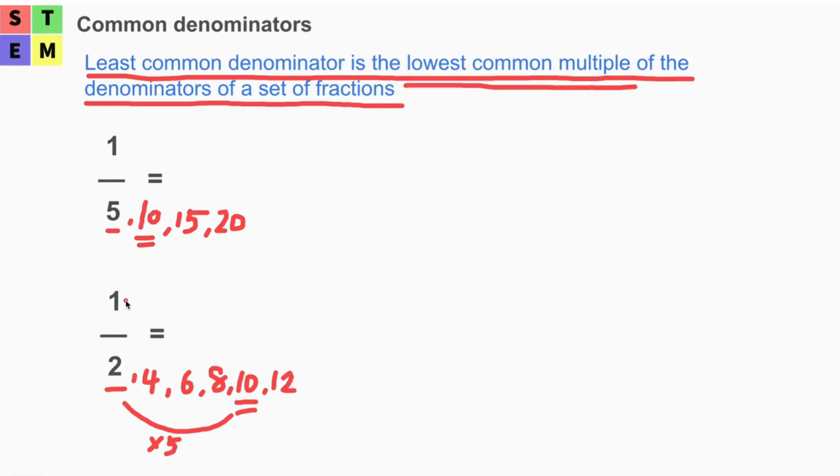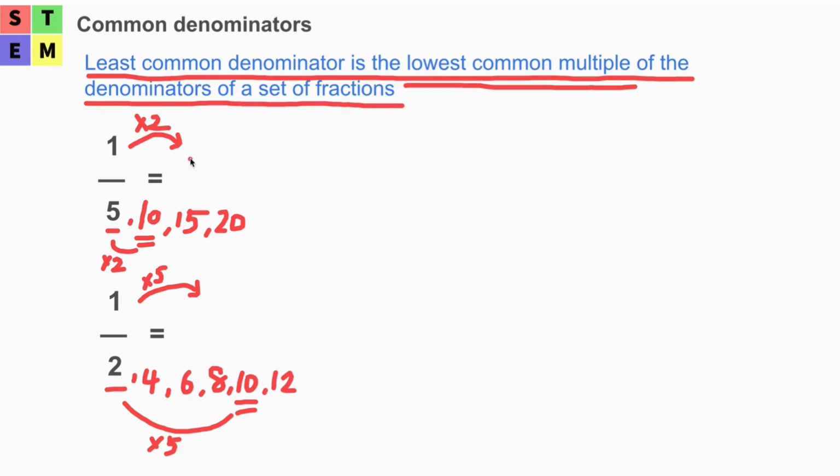And for the numerator, we have 1 here, so once we have the new denominator, we also have to multiply the numerator by 5. So 1 over 2 becomes 5 over 10. For the other fraction, 5 times 2 is 10, and the numerator is 1 times 2.